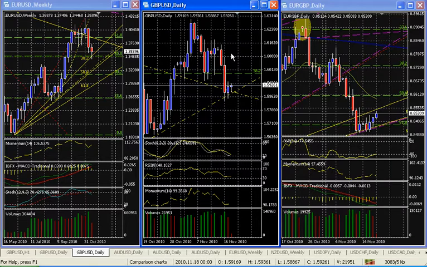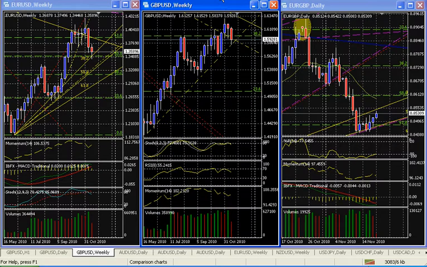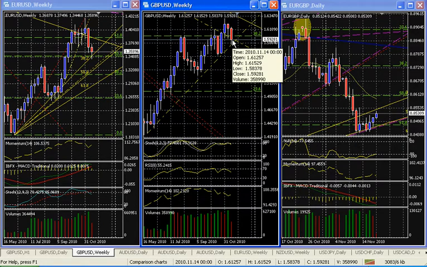The same application would be made here on the cable. We're looking at it on a daily basis, where it is resting on the trend line support at 1.5867. Looking at it here on a weekly basis, the low indeed touched 1.5837, where it is making a slight correction at 1.5928.